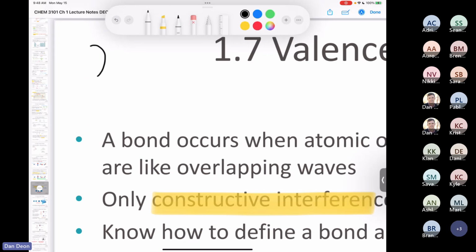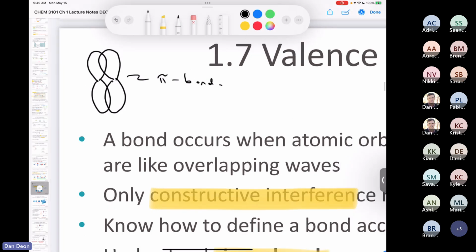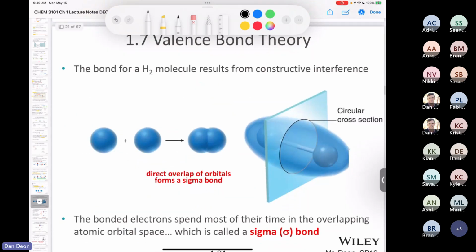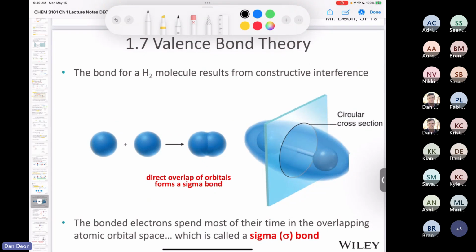All right, if I take a p orbital like this, and I take another p orbital like this, and when I overlap them side to side, like that, that forms a pi bond. Okay, so side to side overlap, that forms a pi bond. Anyhow, we'll get into pi bonding a little bit more later on, but I just wanted to make sure everybody was aware of that.